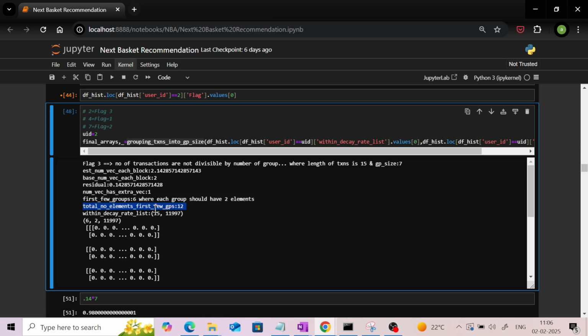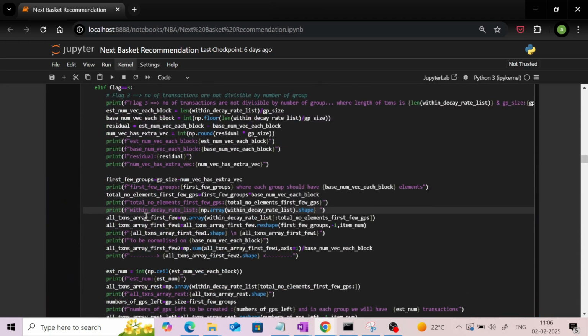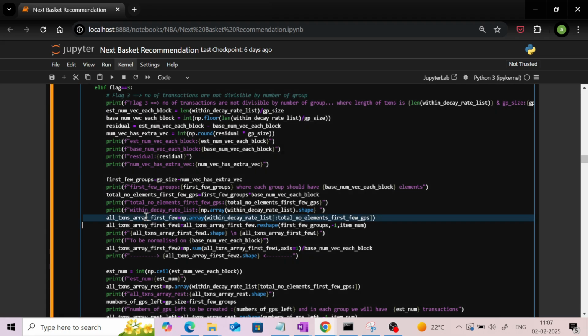Okay, so let's see where we left. So here what we are doing is like, np.array is basically converting the within decay rate list, which was a list of list, into an array, and it is subsetting. If you see like this is known as slicing. This operator is known as slicing in list. So it is taking total number of elements from the first few groups, which is basically 12. So out of the 15 transactions, 12 transactions are being taken into account, and np.array converts it into numpy array, which will be useful for any numpy related calculation.